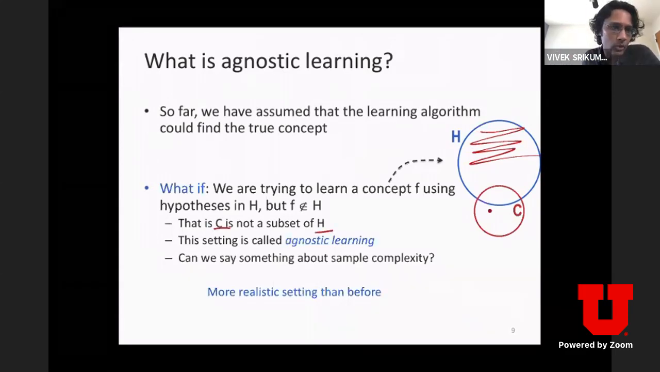So we don't know C, so we are going to essentially stop thinking about C anymore. This setting is called agnostic learning. The learner is agnostic to the true concept class. And this is a more realistic setting because in reality, we never know what set of functions nature uses to decide, for example, whether a photograph contains a cat or not. So this is a more realistic setting. And so we can ask the same question. Can we say something about sample complexity?